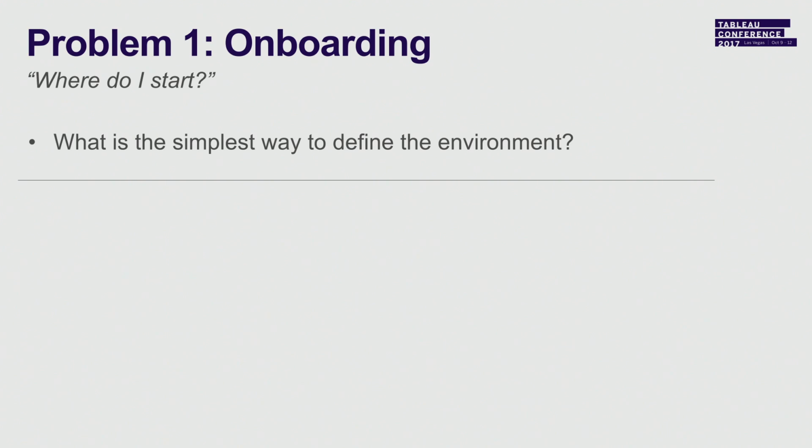What is the simplest way to define our environment? When I first started at Zillow, our server was a mess. We had too many permissions. I got 16 emails a day. Can I get access to this workbook? Can I get access to that workbook?